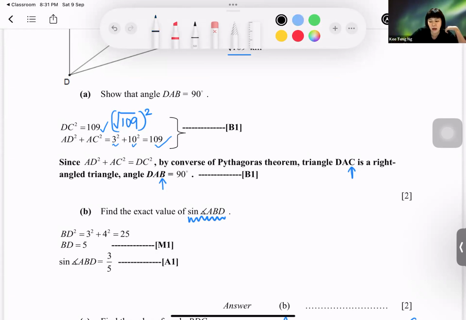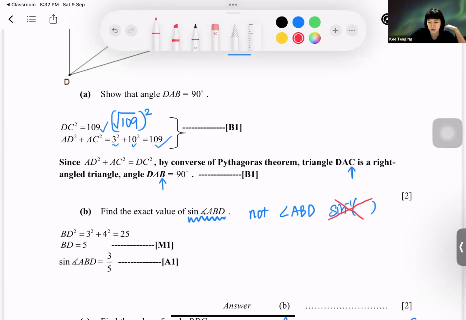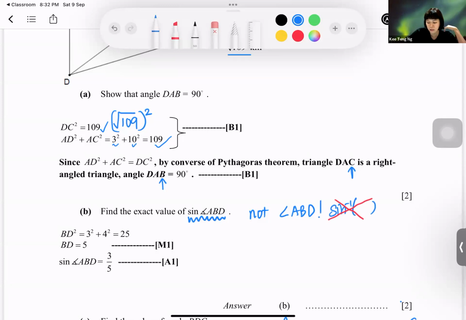This is not asking you to find angle ABD. This is not asking for you to find the angle. So if you do sine inverse or whatever of the angle, that itself is wrong. So no, this is not asking for the angle ABD. They are asking for the sine of the angle. So actually, what do they want? They want a fractional value, the ratio. So that means sine is O over H, opposite over hypotenuse.